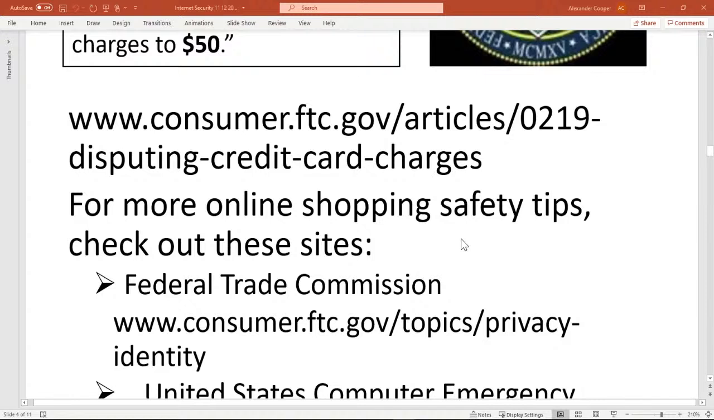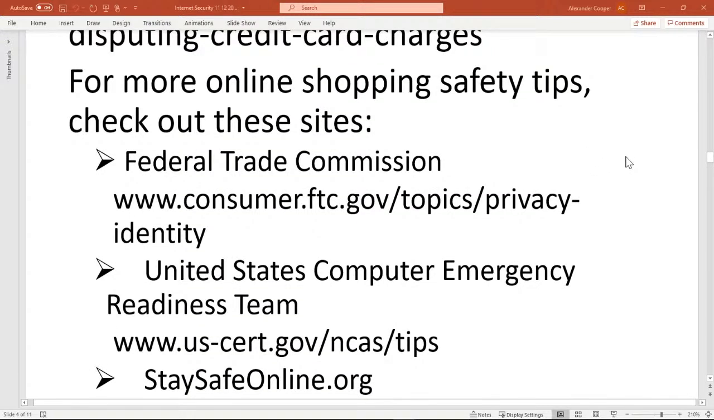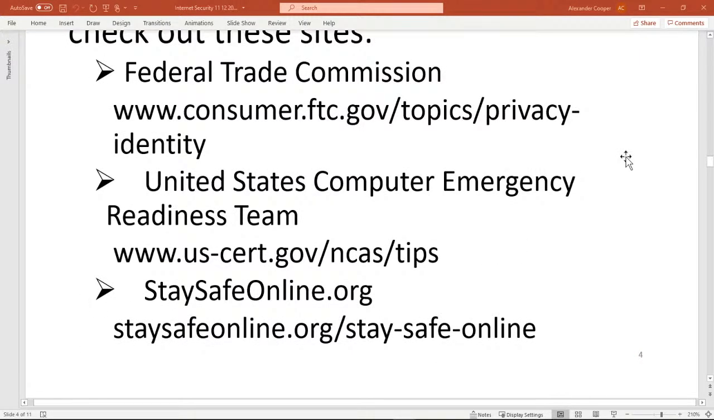So this is here for your protection. If someone stole your credit card and charged $1,000 to it, you probably will never be charged the $50. But do you realize that's what the law says, that's the most they could charge you, $50, okay? So I have lots of information and links here about more online shopping safety tips. You can check out the Federal Trade Commission, Privacy and Identity, the United States Computer Emergency Readiness Team, and StaySafeOnline.org also has lots of great information.